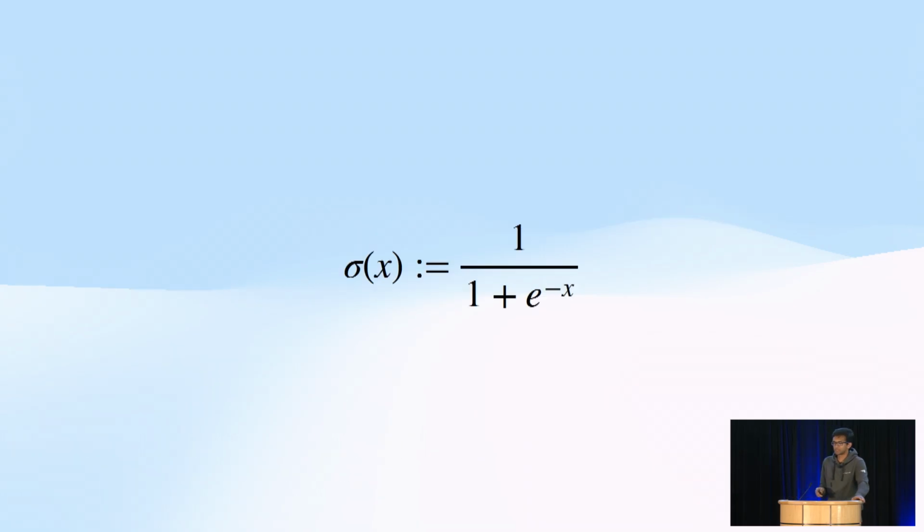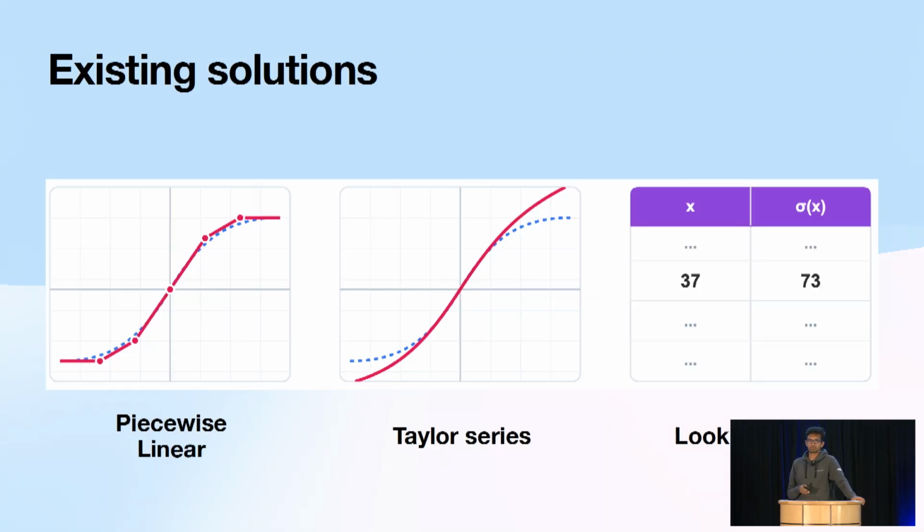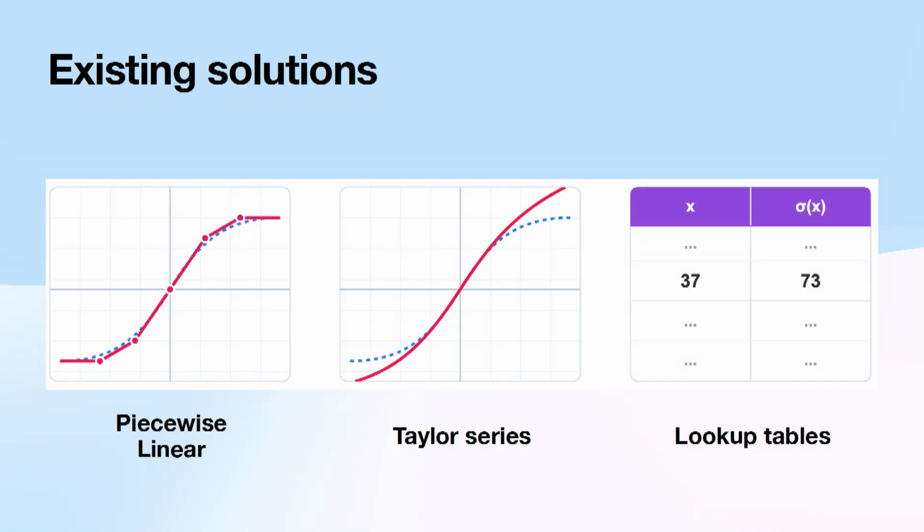So for the purpose of this talk, I'm going to use this as the running example. This is the sigmoid function. It's a nonlinear function that's used a lot in machine learning and a bunch of other places. And what are existing ways to approximate these things? Right? So one simple way to do this is, well, divide your function that looks like a curve into a bunch of linear pieces. You use more pieces, you get more accuracy.